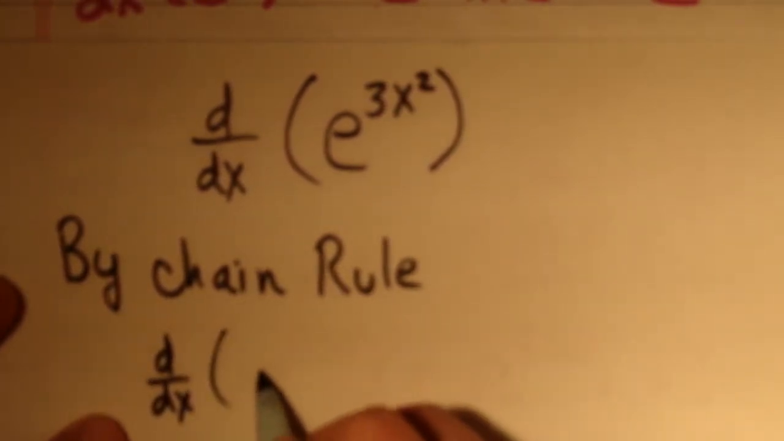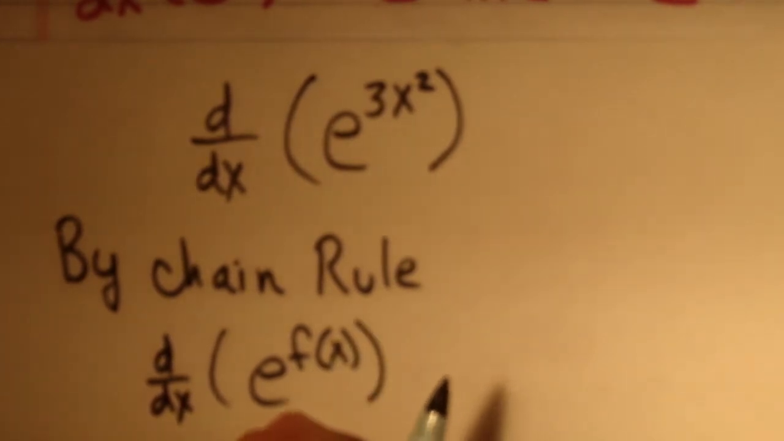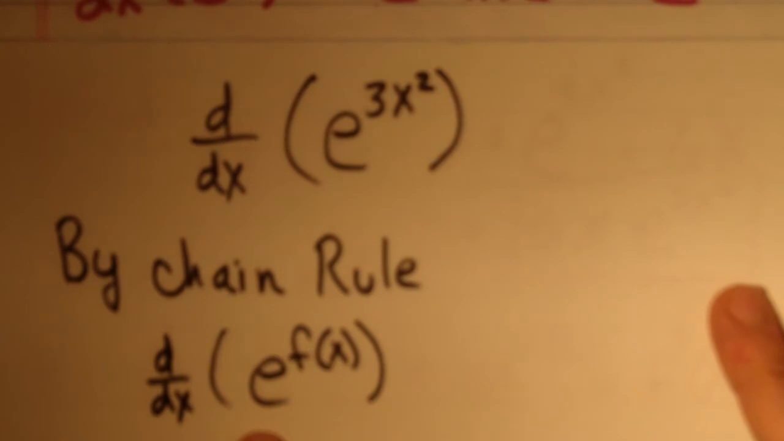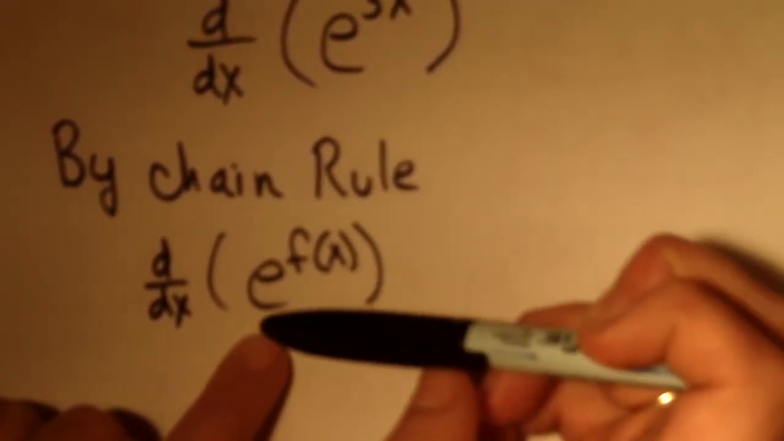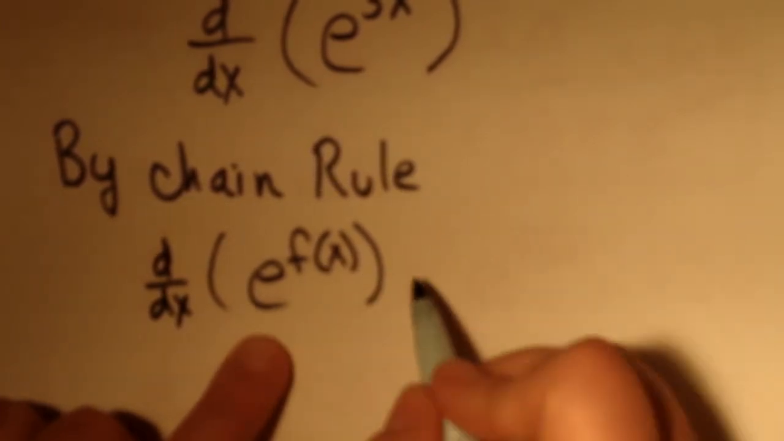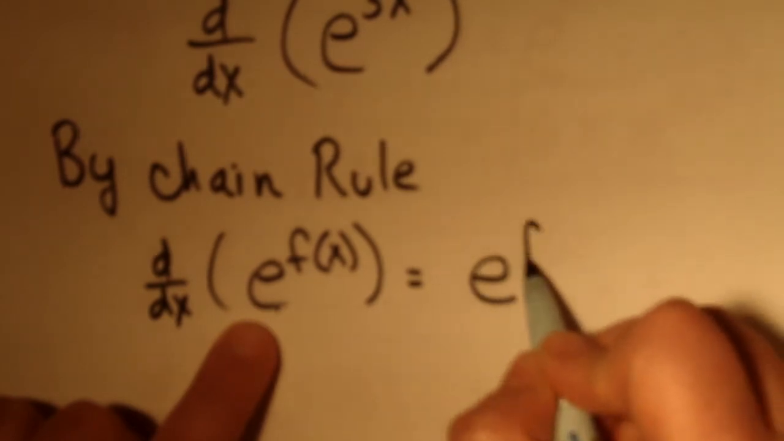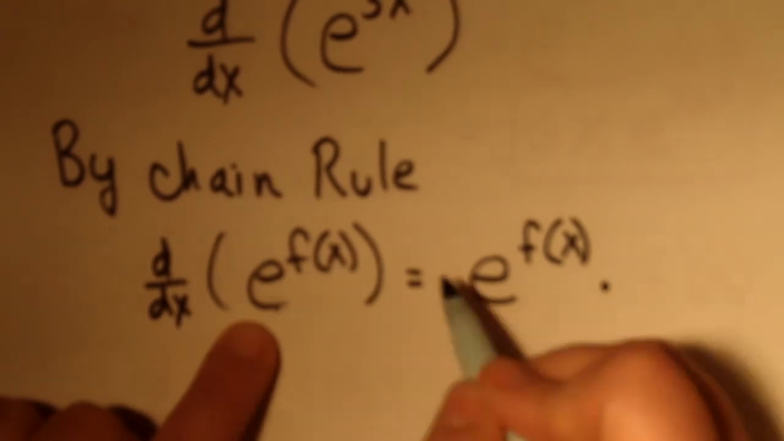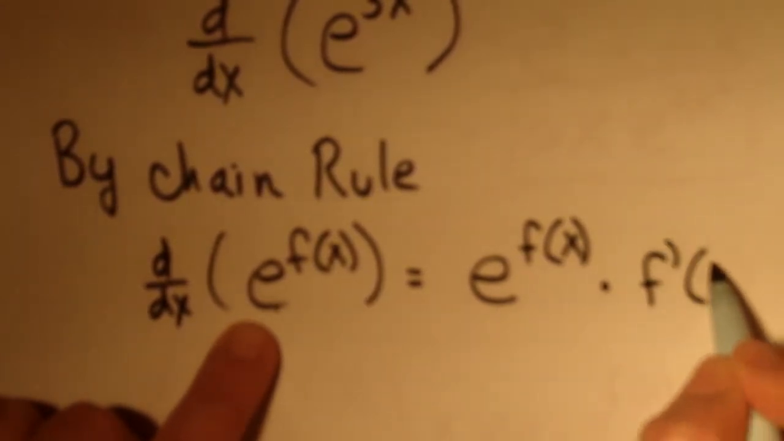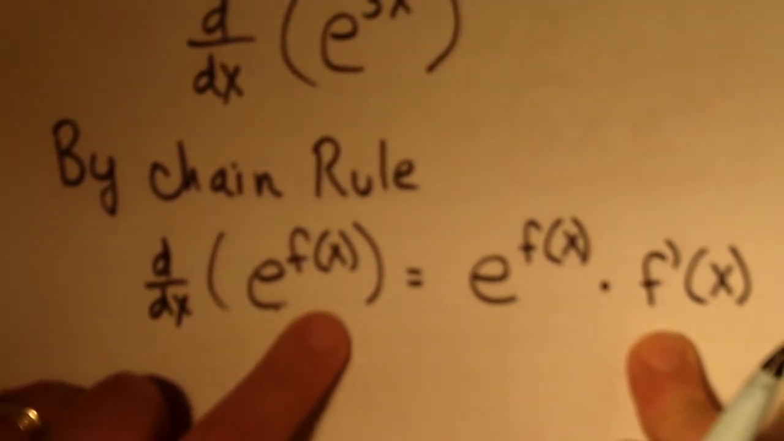to find the derivative of e to the f of x, e would be my outer function, f of x would be my inner function. So f of x is the function that I put into the function e to the x. So I need to do derivative of the outer, keep the inner the same, times the derivative of the inner. All right, so this is how I would find the derivative of e to some function of x.